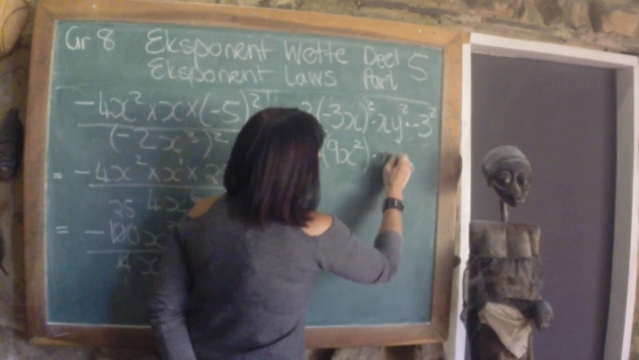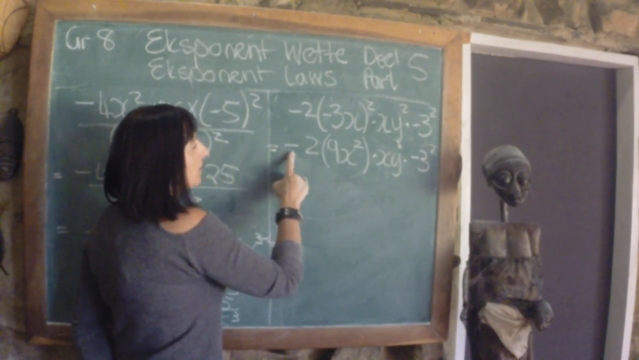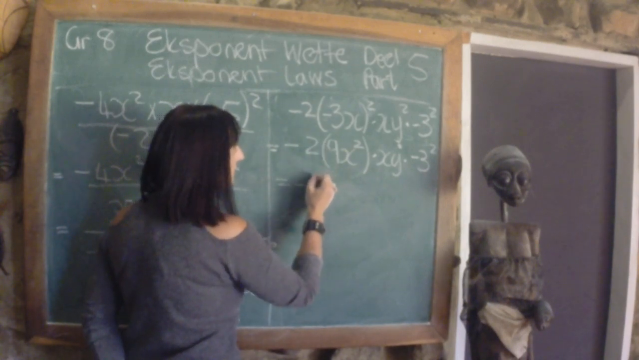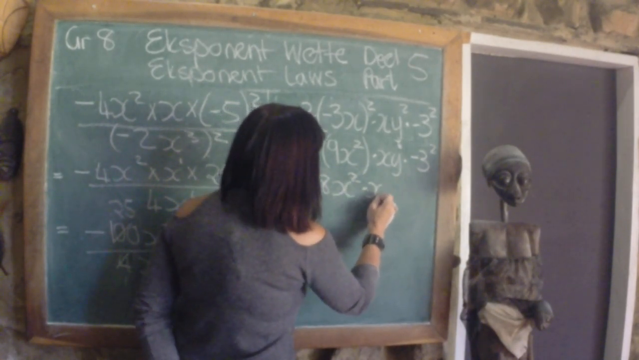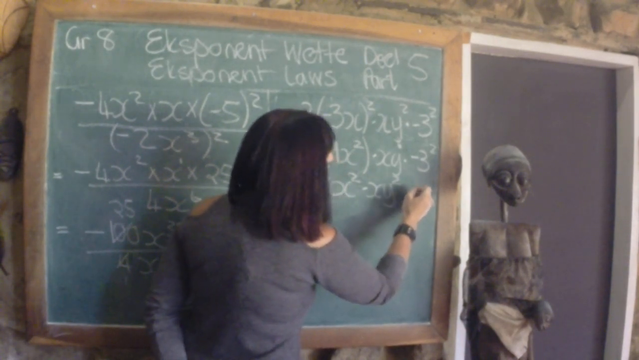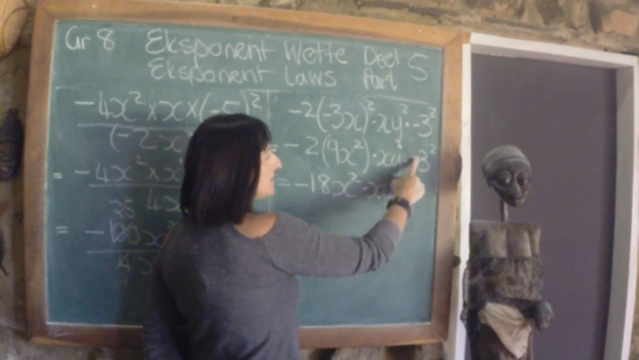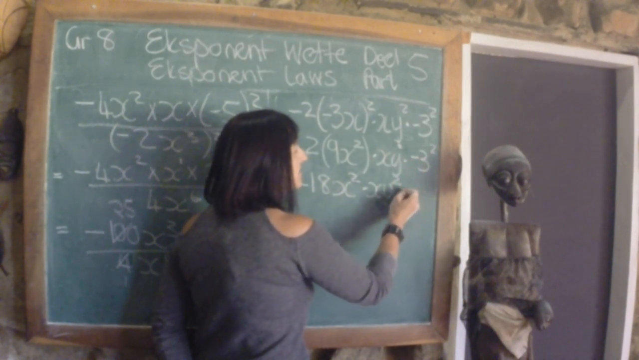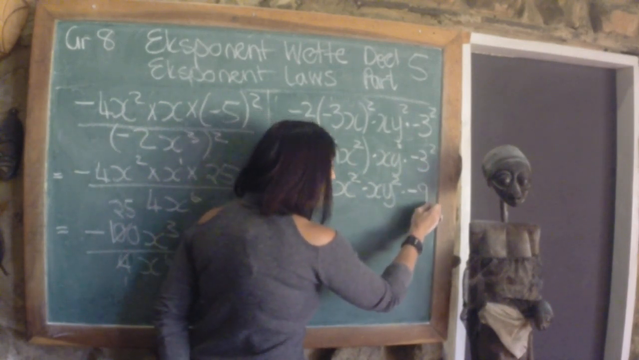Then we've got xy squared multiplied with minus 3 squared. Let's multiply the minus 2 into the brackets. So 'n minus maal 'n plus gee vir my 'n minus. 2 maal 9 is 18 x kwadraat. Maal x y kwadraat en maal minus 3 kwadraat. Daai kwadraat behoort nie aan die minus nie, want hy's nie in hakkies nie. This is not the bracket, so the square does not belong to the minus. So the minus stays. The square only belongs to the 3, so 3 squared gives me 9.